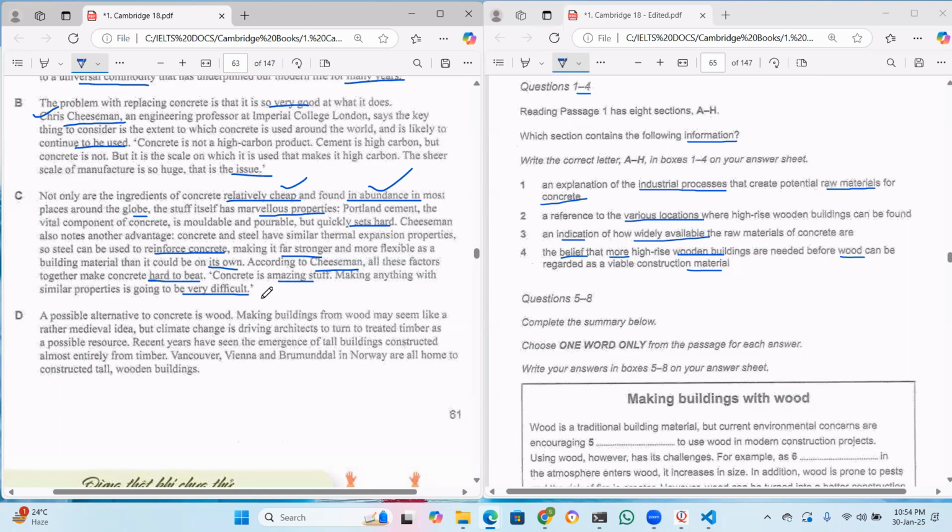Right. So let's match C with anything. An explanation of the industrial process. Is there any industrial process here, step by step?